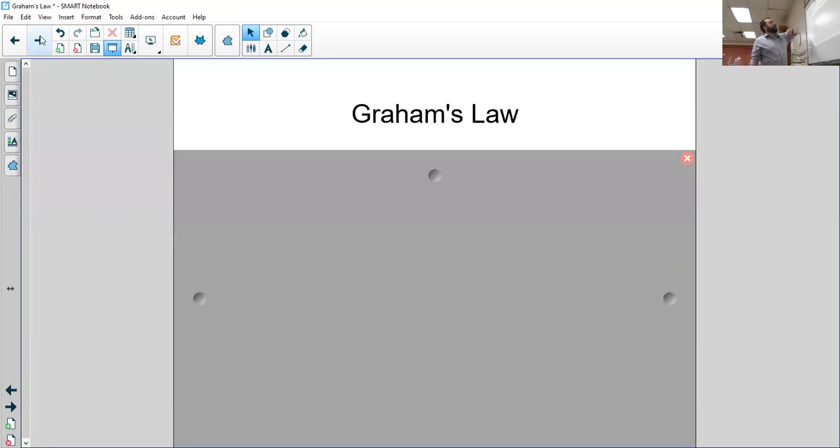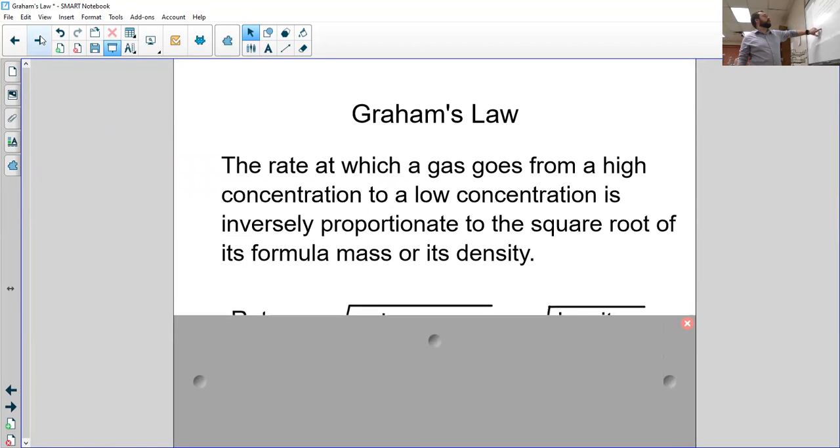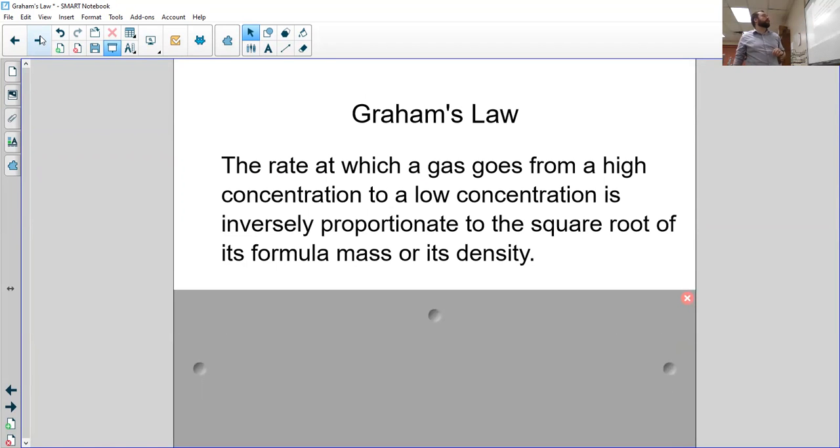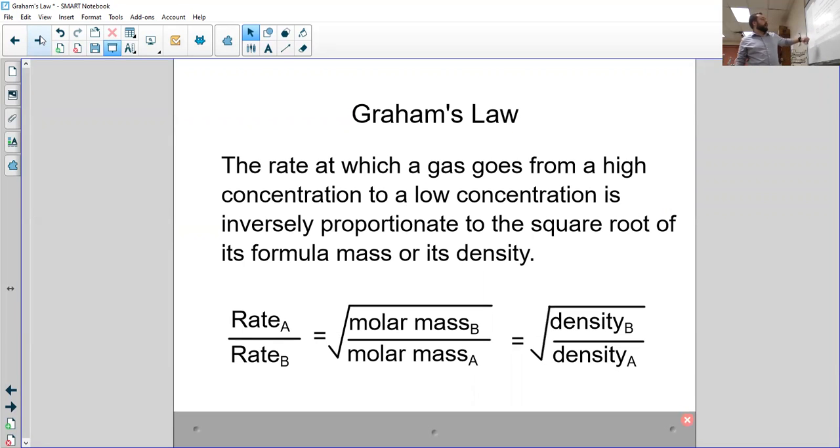So moving into Graham's law. Graham's law states the rate at which a gas goes from a high concentration to a low concentration is inversely proportionate to the square root of its formula mass or its density. So we have our formulas here. Rate of A over rate of B is equal to the square root of molar mass of B over molar mass of A, or the square root of density of B over density of A.